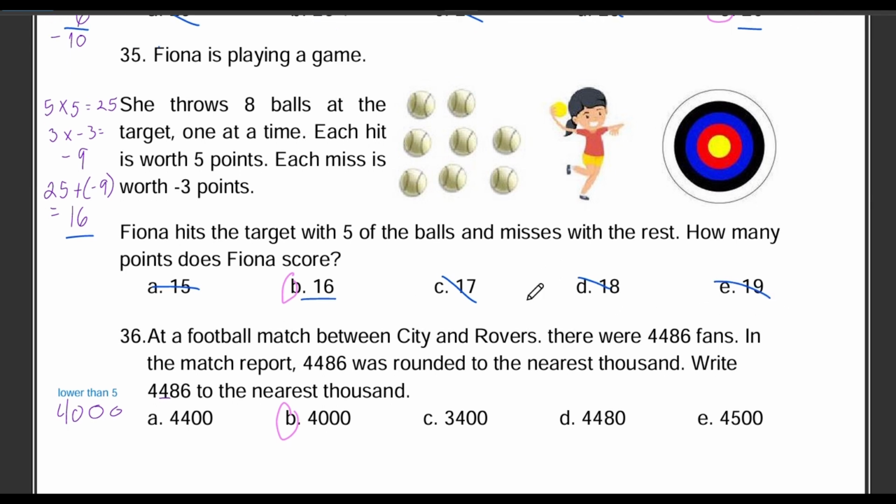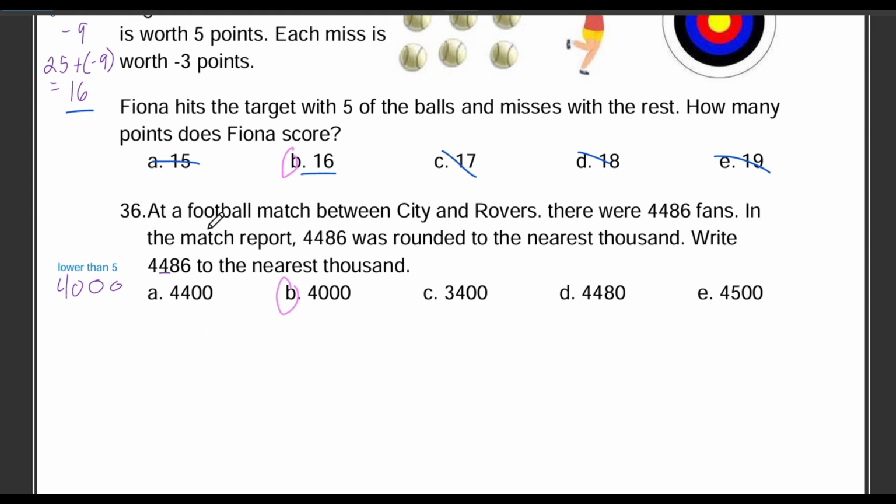And finally, question 36. At a football match between City and Rovers, there were 4,486 fans. Write 4,486 rounded to the nearest thousand. The options are A, 4,400, B, 4,000, C, 3,400, D, 4,480, or E, 4,500. The correct answer is B.